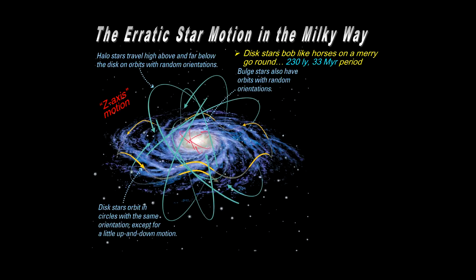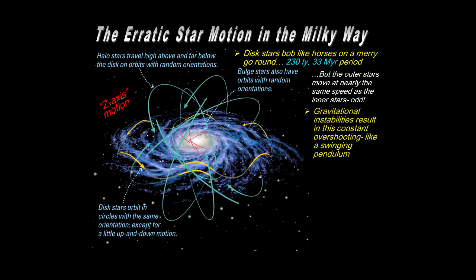So it actually passes through the disk of the galaxy every 33 million years. So it passes through different regions of stars. It doesn't do this with tremendous amplitude as some of the stars do, but nevertheless, this is a very interesting feature. Another interesting feature is that the inner and outer disk stars should be moving at greatly different speeds from each other, but the outer stars are moving a little bit faster than they ought to be, which we'll discuss momentarily. But this up and down motion is from the gravitational instabilities of the disk stars.